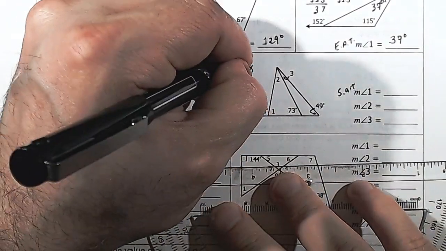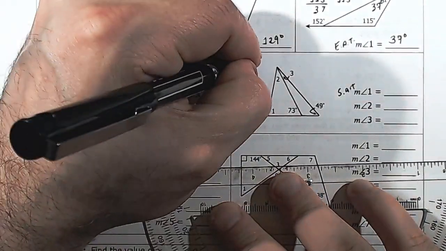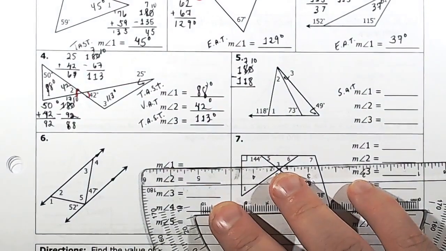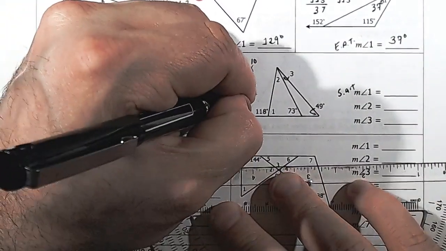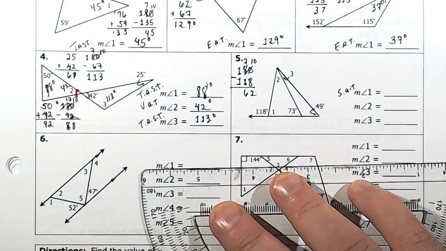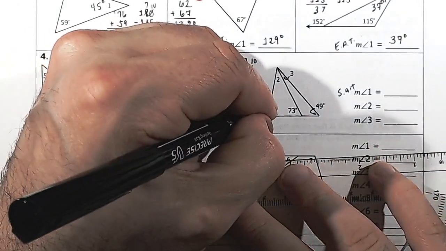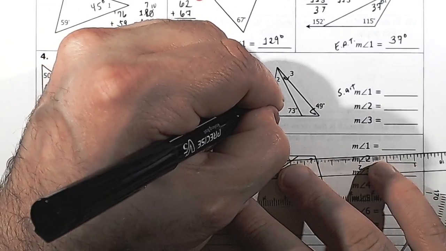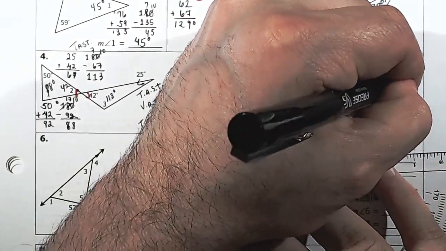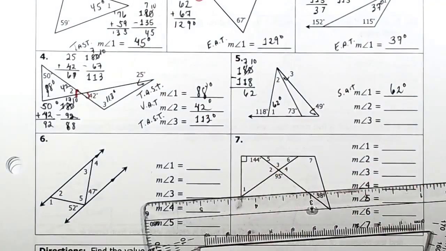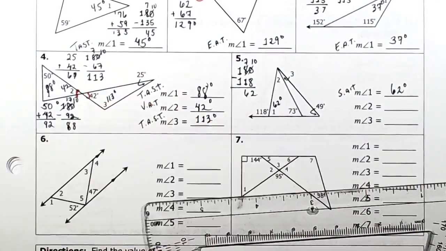First, we have to borrow from the 8, turn it to a 7, make the 0 a 10. Now 8 from 10 is 2, and 1 from 7 is 6. So by the supplementary angle theorem, angle 1 is 62 degrees. Well, now that we know that, we can solve for angle 2.